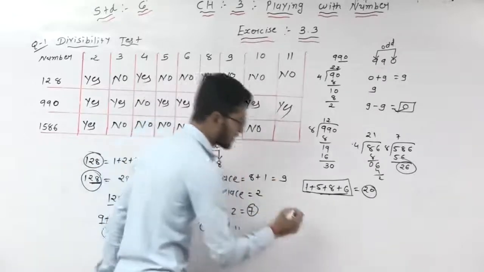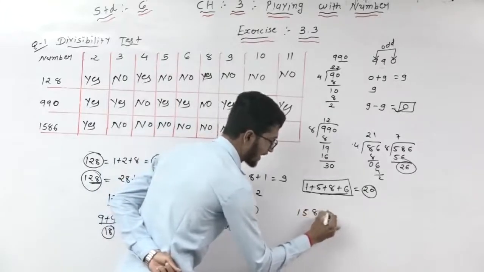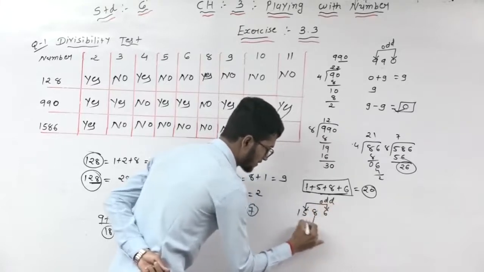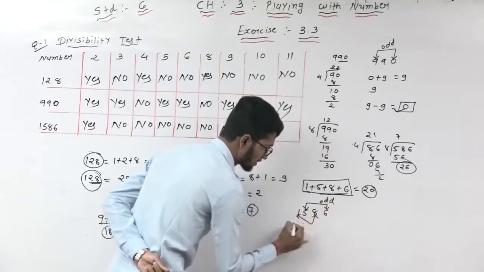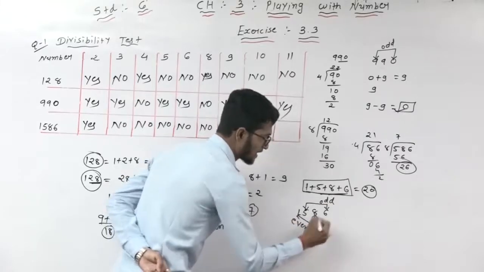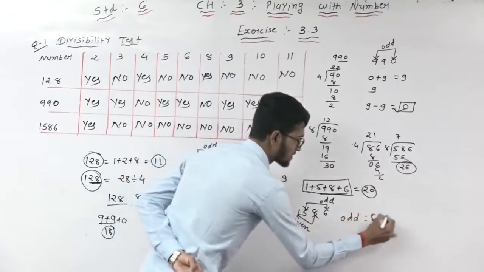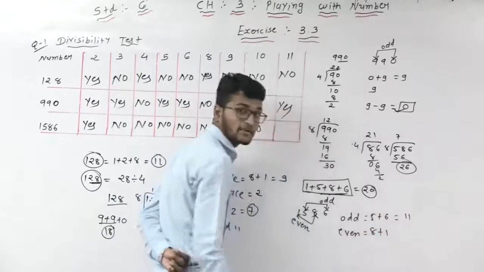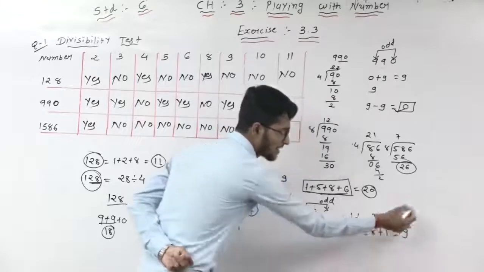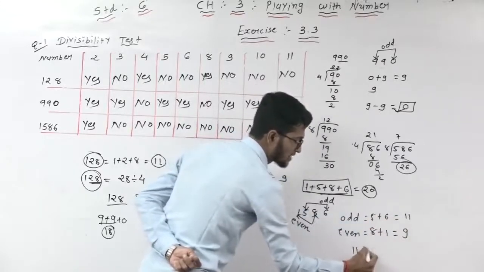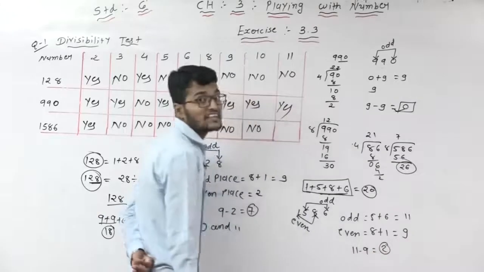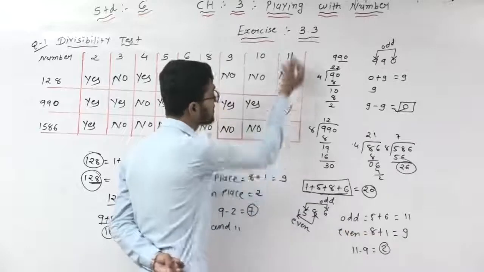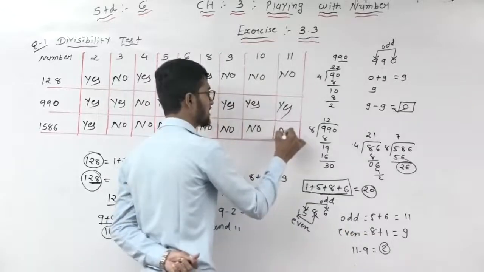Now 11. To divide by 11, the answer must be 0 or 11. So dear students, here these 2 are the odd place digits and these 2 are the even place digits. Now the odd place digits 5 plus 6, the even place digits 8 plus 1. 5 plus 6 means 11, 8 plus 1 means 9. Now subtract these two: 11 minus 9 means our answer is 2. What should the answer be? Either 0 or 11. So here the answer is 2. So is this number divisible by 11? Not possible. So write down here no.